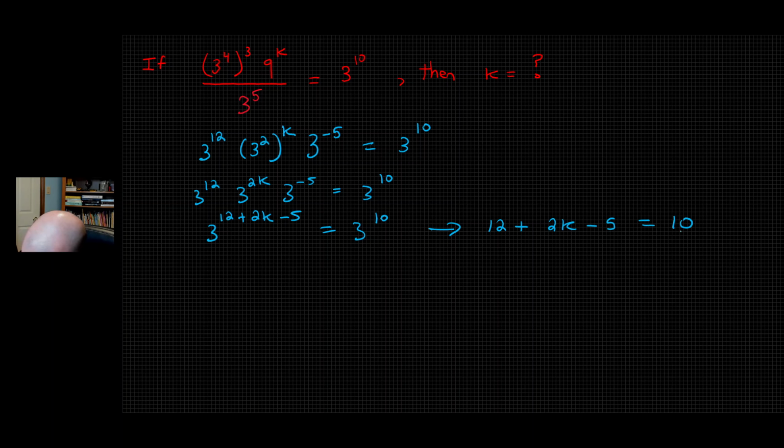So I'm going to subtract 12 from both sides. I get negative 2. Add 5 to both sides. I get 3. So 2k is equal to 3. And that means that k is equal to 3 over 2.